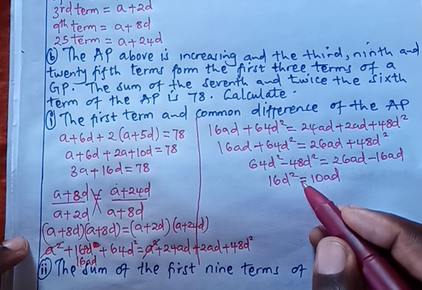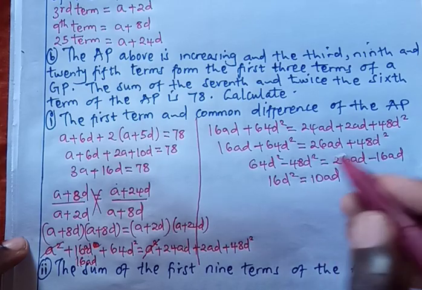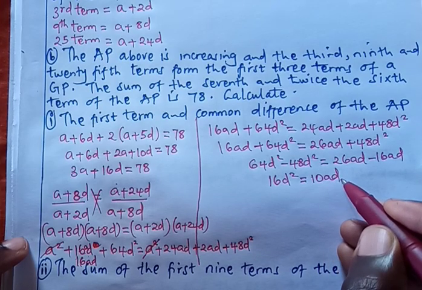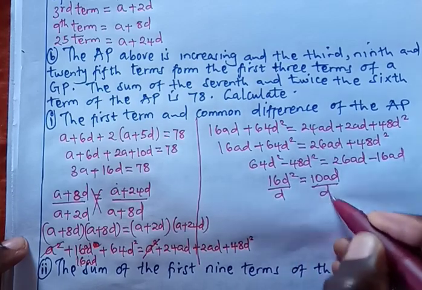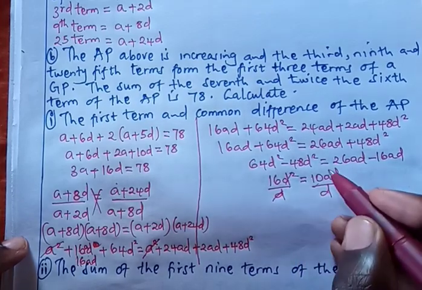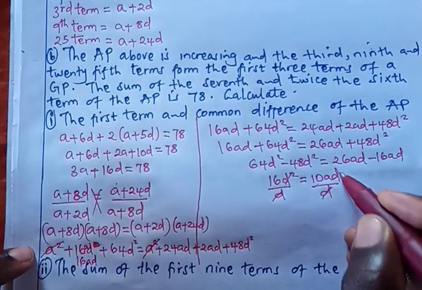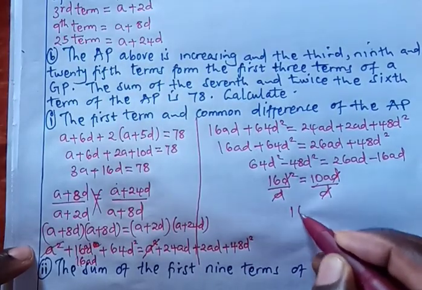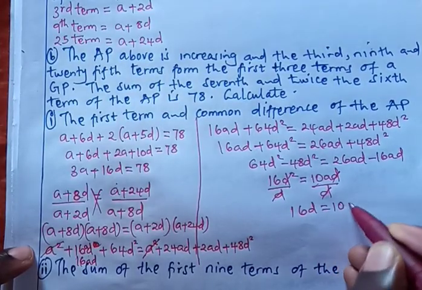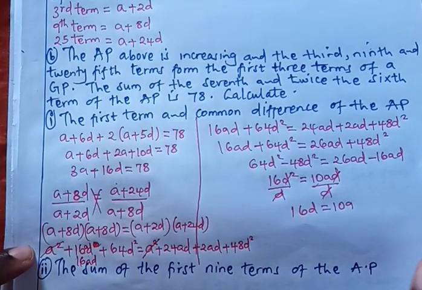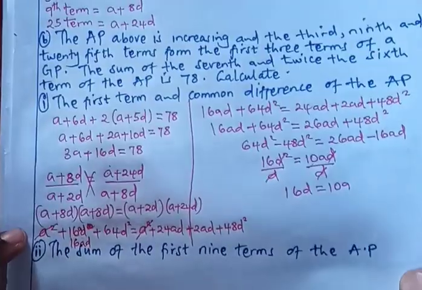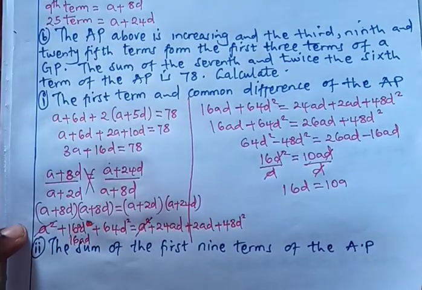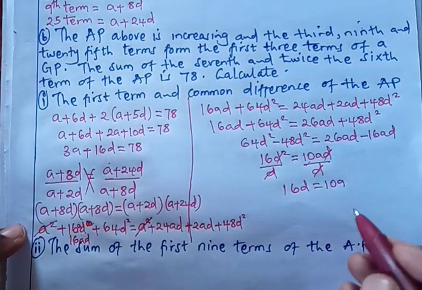Now let us try to eliminate this A by saying that we divide both sides by D. So this D and D will cancel. We remain with 1D, and this will cancel. So we have 16D is equal to 10A. Good.